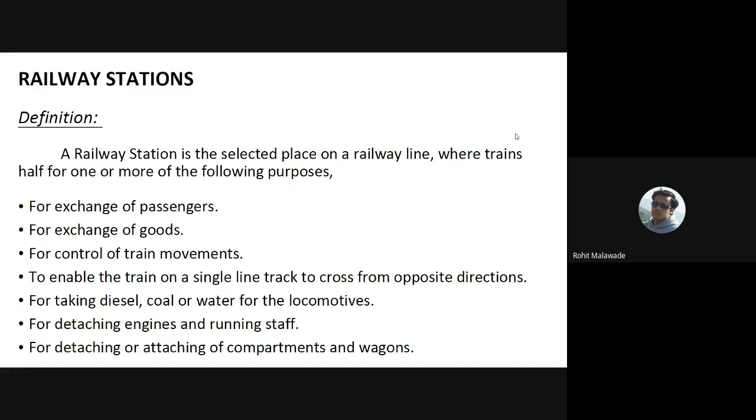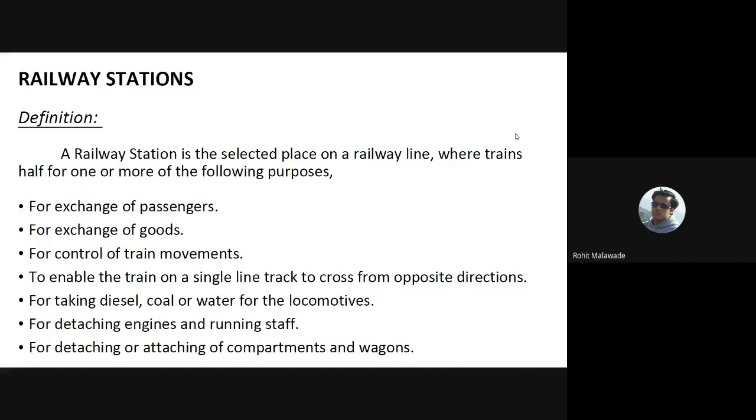Now, a railway station is nothing but a place on a railway line where the trains are going to halt for some time. It is a place where the train is going to stand for a certain duration of time. That is nothing but what we call a railway station. Now, what are the different purposes why the train is going to halt for some amount of time? That is what we need to see now.